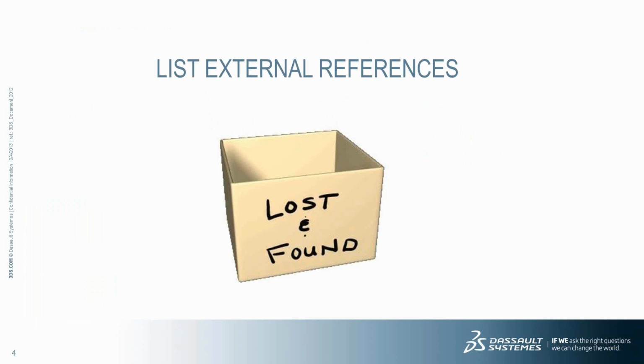Now I'm going to start with a tool you should be using on every file that you open, just to take a glance. It's called List External References. I call it the lost and found. It's a listing of what SolidWorks has found when it opened up a part, assembly, or a drawing. It's the paths to where it found the information.